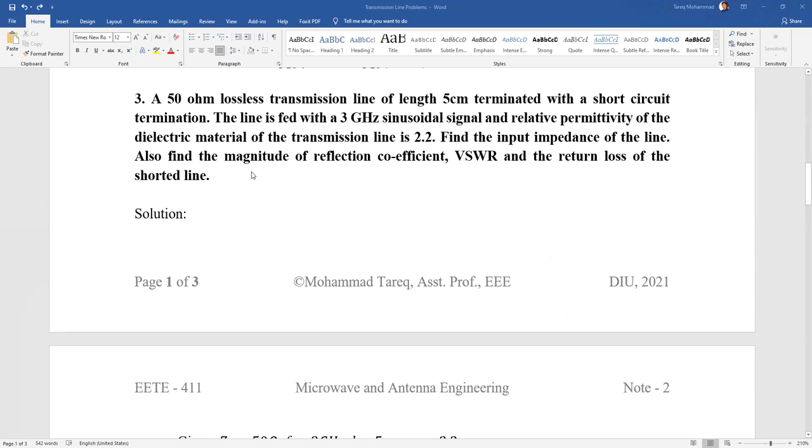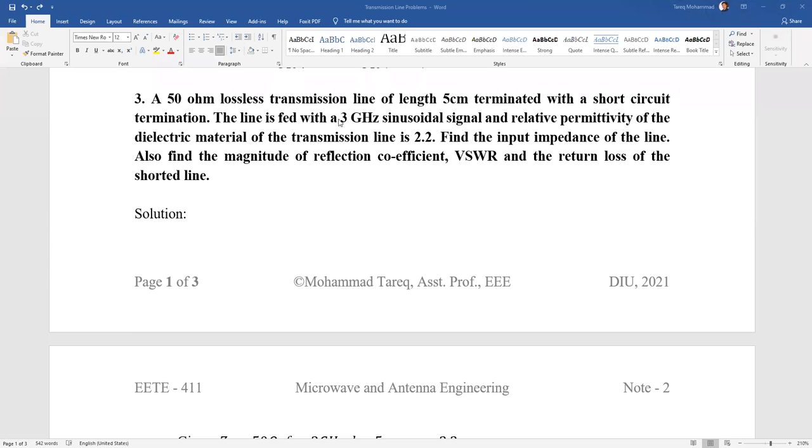Number three, a 50 ohm lossless transmission line of length 5 centimeter terminated with the short circuit termination. See here, they said that it is a short circuit termination. That means ZL is equal to zero. The line is fed with a 3 gigahertz sinusoidal signal, and the relative permittivity of the dielectric material of the transmission line is 2.2. That means epsilon R is 2.2. Find the input impedance of the line. Also find the magnitude of the reflection coefficient, VSWR and the return loss of the shorted line.